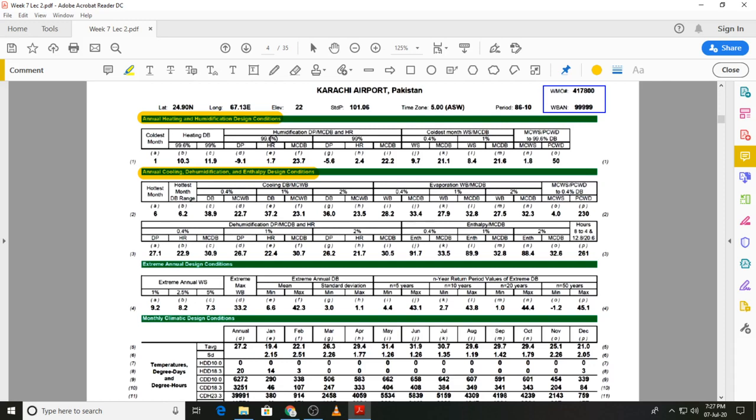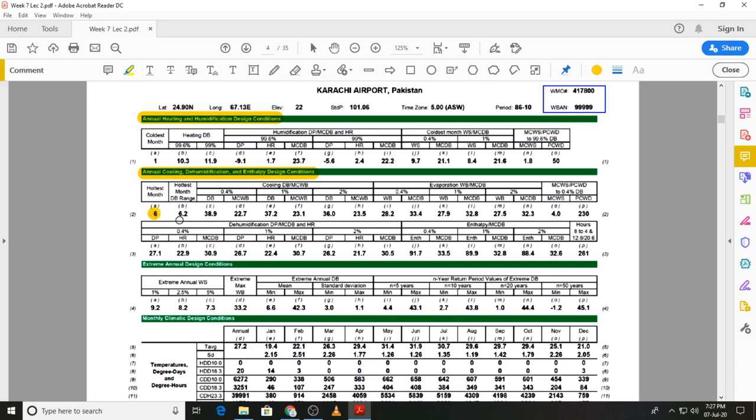That means 99.6% of the time you will be accommodating the heating load, and similarly 99% and 99%. Whereas for the cooling or the summer air conditioning, we have the figures of 0.4%, 1% and 2%. If you look at the first column, that gives us the hottest month.